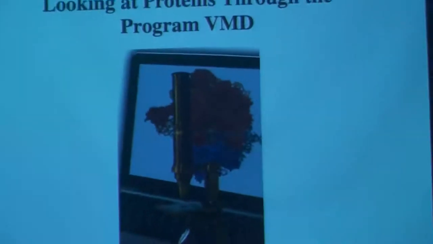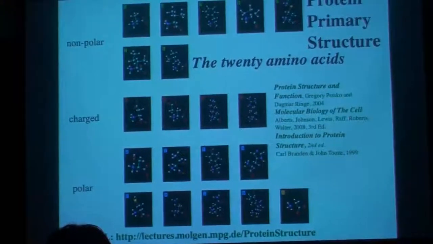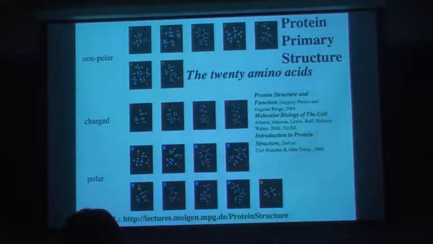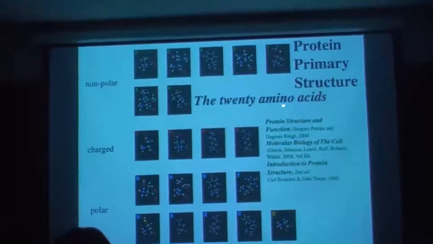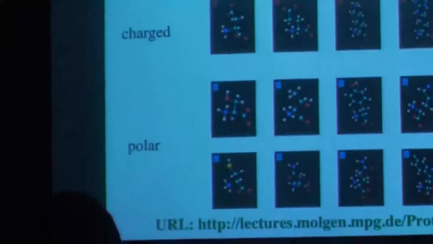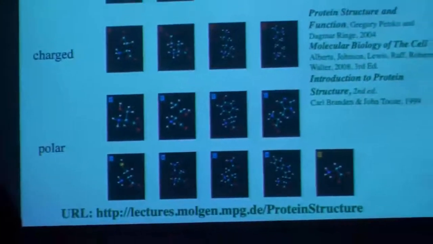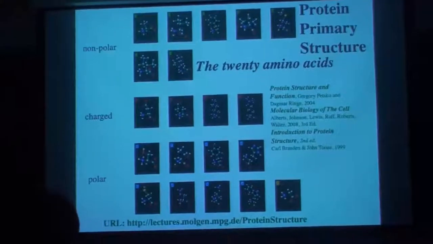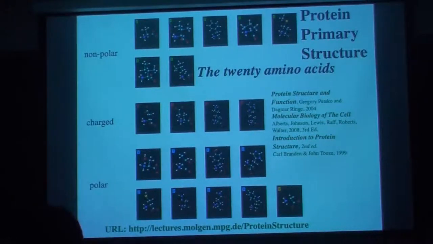So we look at this protein with the program VMD. You know this already a little bit, so I jump over this, and now we go to the 20 amino acids. The 20 amino acids can be grouped in three classes: non-polar amino acids, charged amino acids, and polar amino acids. These amino acids are really extremely essential for the physical and chemical properties of biomolecules. They give the molecules their structure, but in particular also their functional properties.